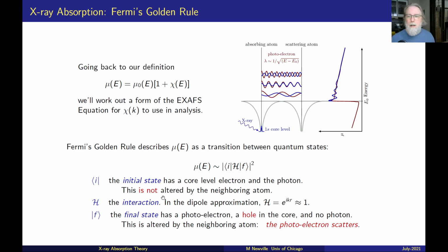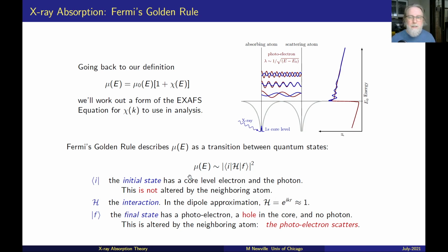And this is, of course, not altered by the neighboring atom at all. That's just the atom at rest. Or at least, to first order, for core levels, it's not altered by the neighboring atom. If we were looking at very high electron levels, chemistry might be included. For the Hamiltonian, the interaction, in the dipole limit, for core levels that are very close to the center of the atom, r is 0, so e to the ikr is just 1. We'll just ignore all that and say that's all 1.